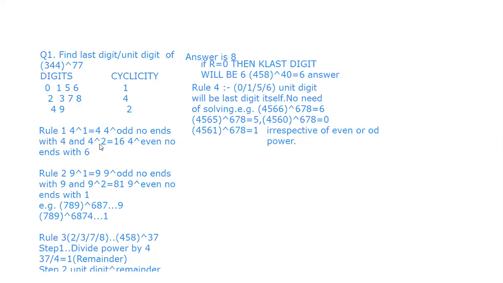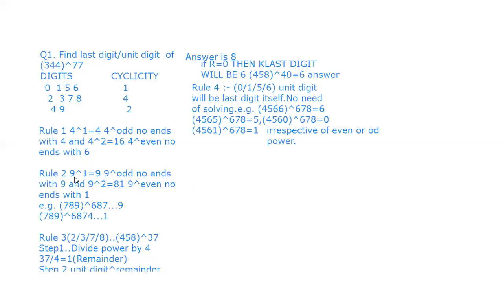Because the rule is 4 raised to power 2 is 16, meaning 4 raised to an even power. And instead of 77, if I take 78 here, 344 raised to power 78, the last digit will be 6. So you have to keep these two things in mind regarding 4: 4 raised to an odd power ends with 4, and 4 raised to power 2, 16, ends with 6.